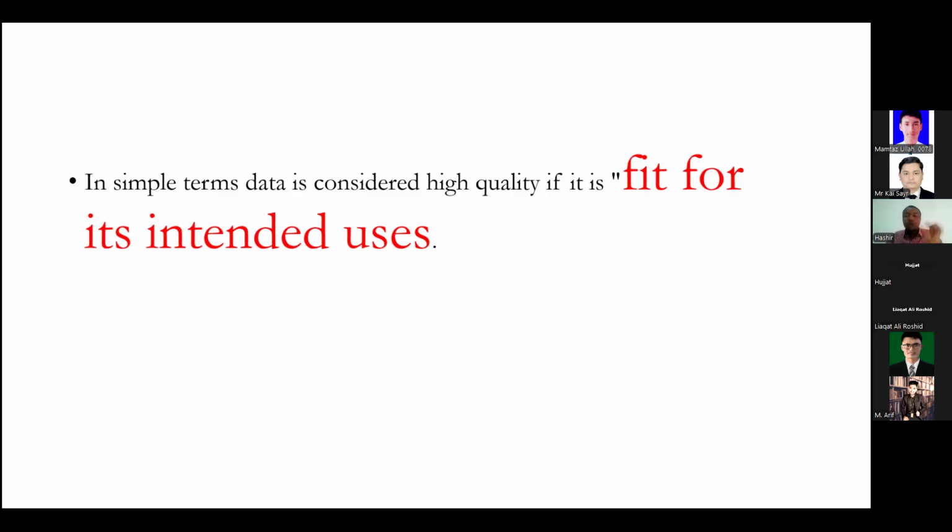So what you want to find, the method you use to find that, or the data you have: is it related to what you're trying to find? If it is related, then it is high quality. But if it is not related, it's not high quality.